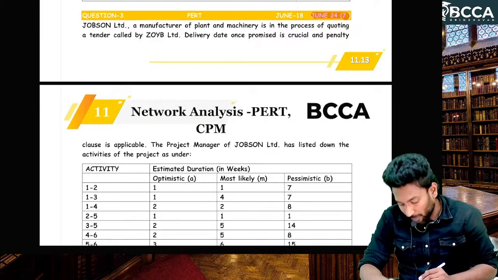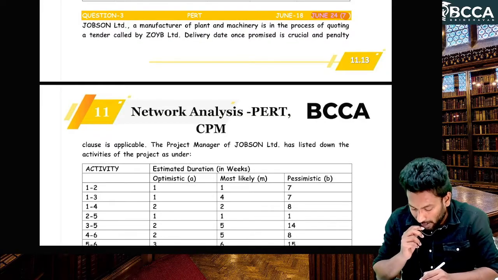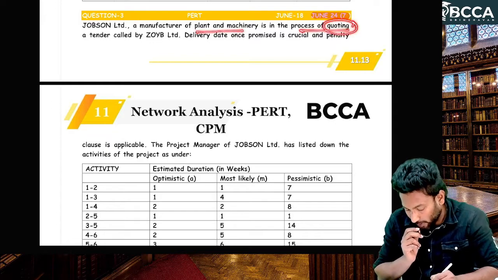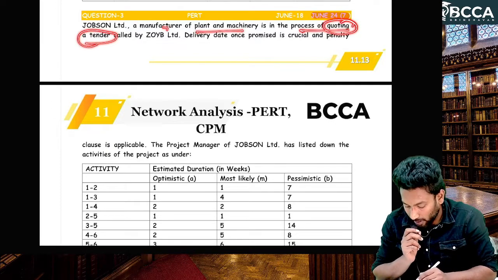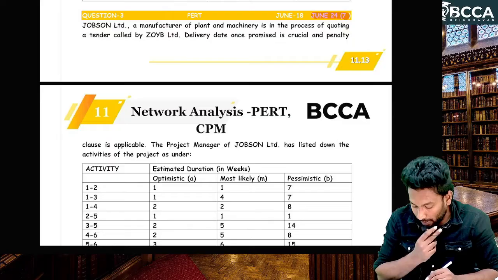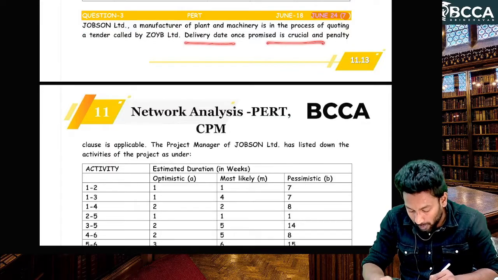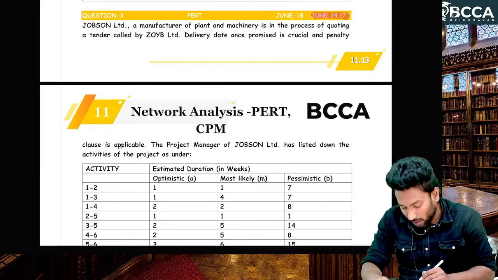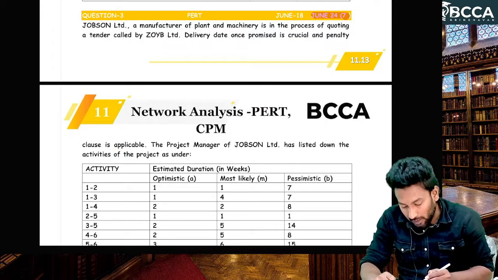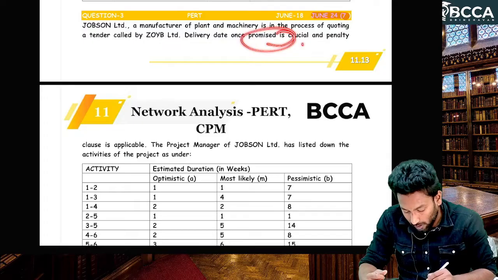So, Jobson Limited, a manufacturer of plant and machinery, is in the process of quoting a tender called by JOIB Limited. Delivery date once promised is crucial and a penalty clause is applicable. Okay, there is a penalty clause based on the delivery date.